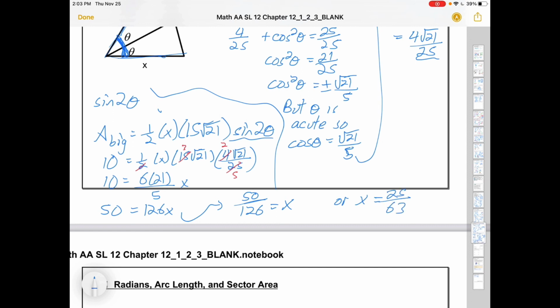These are not two different answers. They're the same answer presented differently. But the IB doesn't care about you reducing your fractions unless it's going to turn into an integer value. So you can just leave it as 50 over 126.